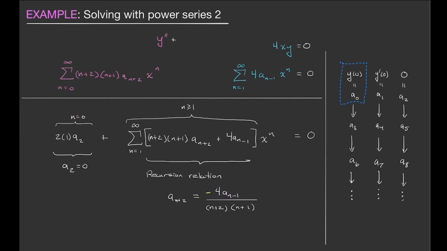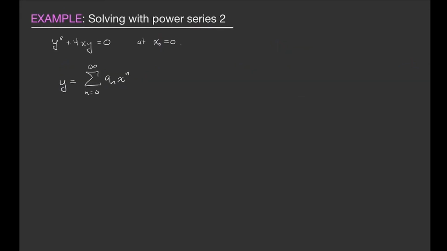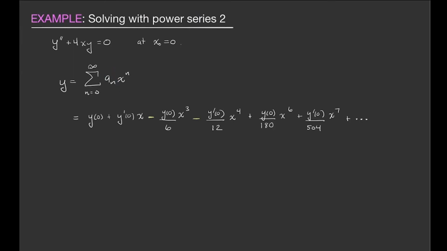So we have a naught, which is just y of 0. That will tell us what a3 is, which will tell us what a6 is, and a9. Y prime of 0 will tell us what a1 is, what a4 is, a7, and so on. And a2, which we do know to be 0 here, will tell us what a5 is, a8, and in particular, all of these are going to be equal to 0. Rewriting, since our series started out like this, and we're able to now determine what some of these coefficients are, we have this series.